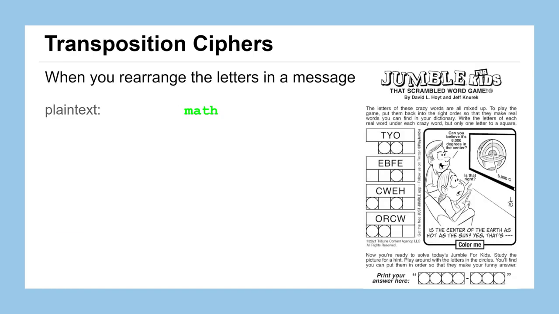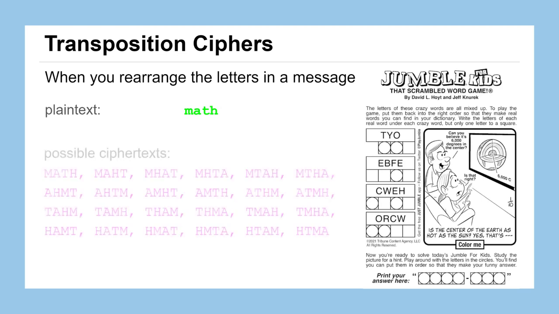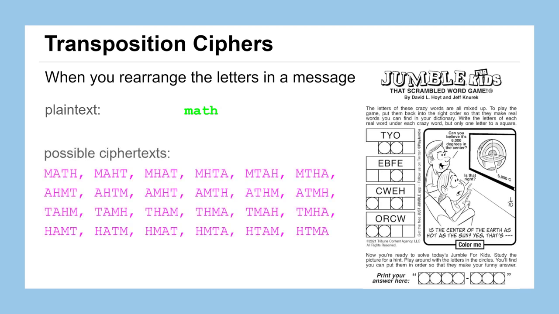Now, besides substitution ciphers, there are other types of ciphers, in fact, ones that you've probably seen since you were a very young age, that we call transposition ciphers. And you can see over here on the side of the screen, we've seen these all the time for jumbles. They just shuffle up the letters. So when you just rearrange the letters in a message, we're not changing the letters in our message, we're just changing their position in the message. And you can see here that this small word in plain text, math, has many different possible ciphertexts just by shuffling around those 4 letters. In fact, there are 24 different rearrangements.